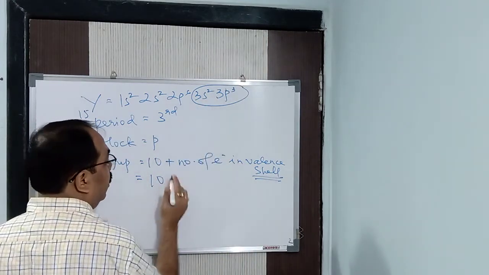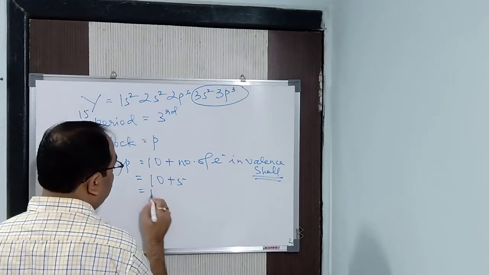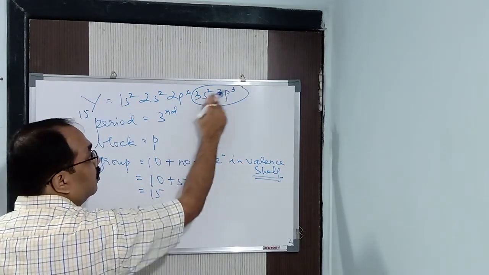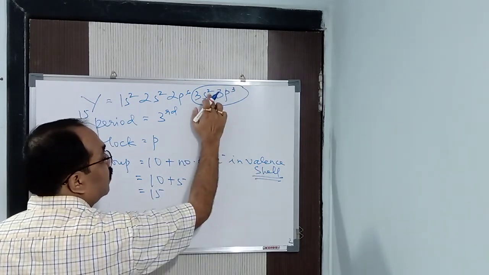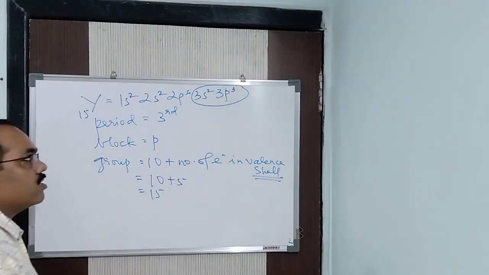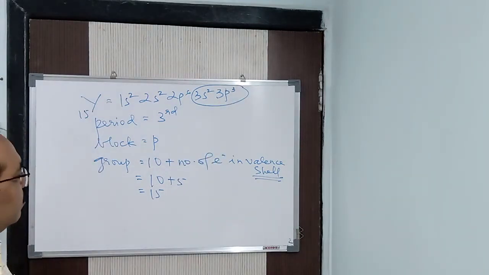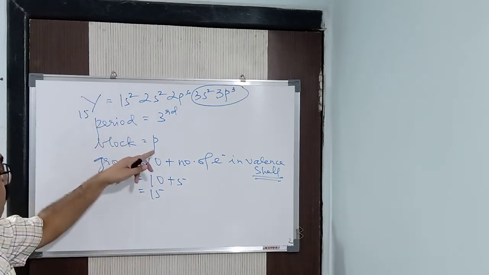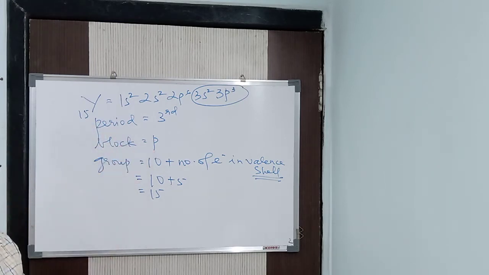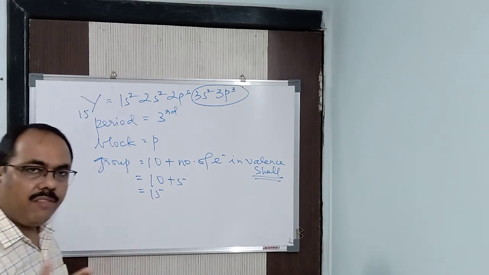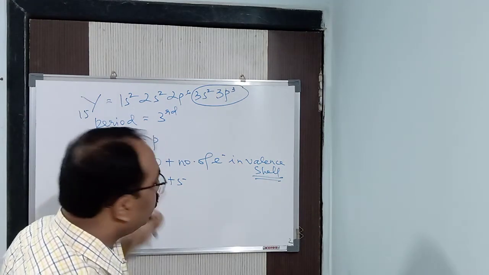So hence it will be 10 plus how much? 5. So it is group 15. So 2 plus 3. See, the number of electrons in the valence shell, how many is it? 5 electrons are there in the valence shell. So hence it belongs to group 15. We can say that. Clear? Period third, block P and group 15, we can say. Clear? So in this way we can determine the group of the P block.